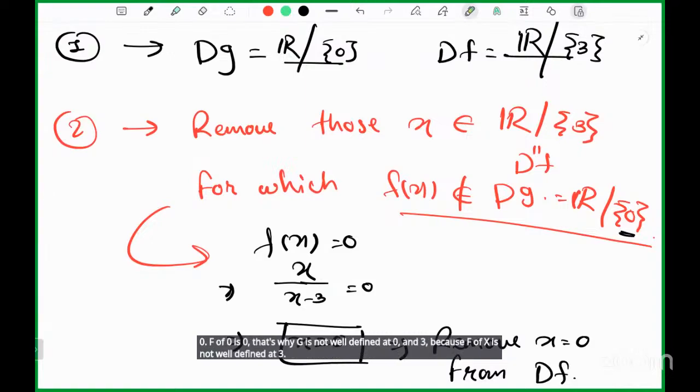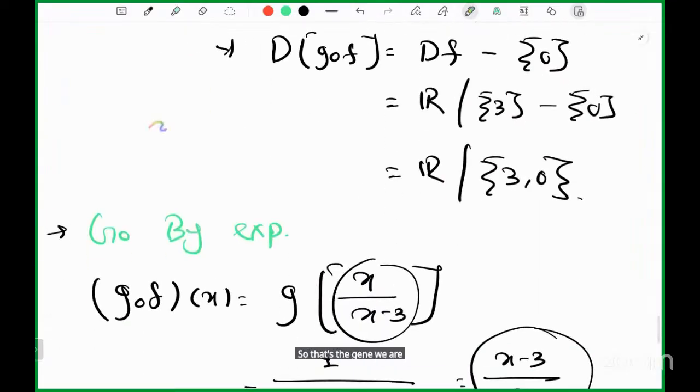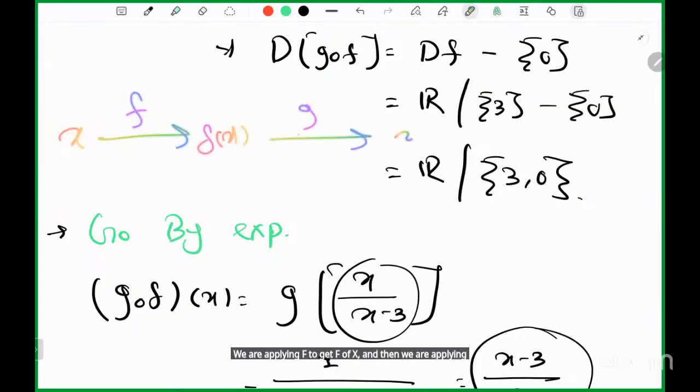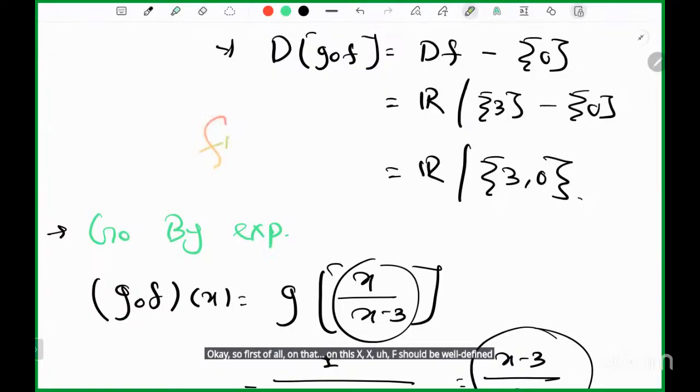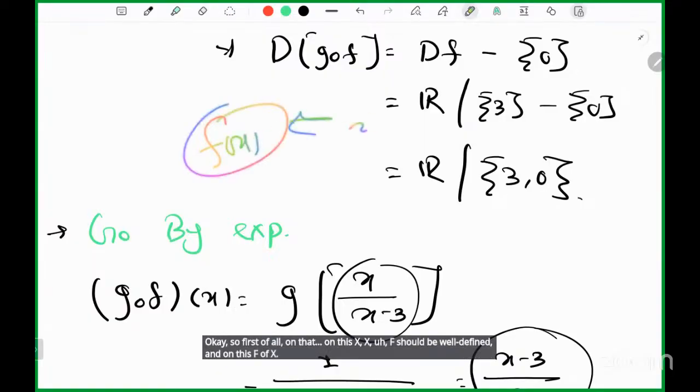So that's the chain. We are applying functions over the chain. So first thing is x is there. We are applying f to get f of x, and then we are applying g to get g of f of x. Right. So first of all, on this x, f should be well defined, and on this f of x, this g should be well defined.